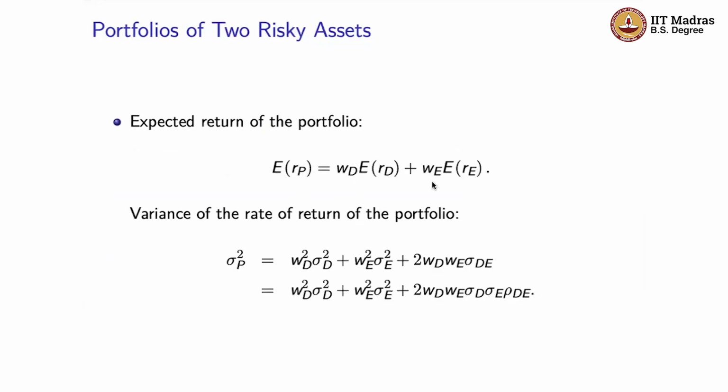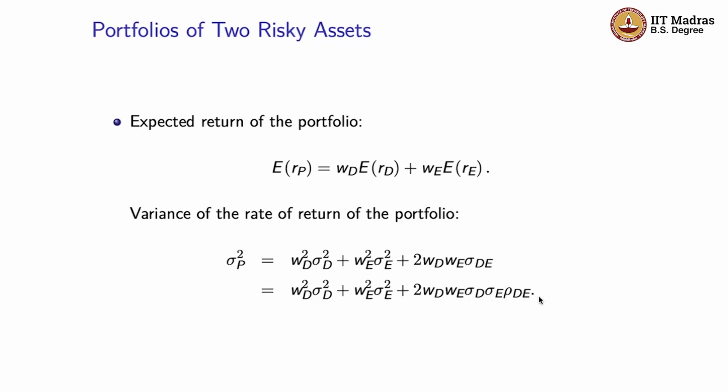However, the variance is not the weighted average, right? So we looked at the formula for the variance in the previous lecture, and we had found that sigma square P is given by W square D sigma square D, plus W square E sigma square E, plus 2 times WD WE multiplied by sigma DE. So this is in terms of covariance. We could have also alternatively written this formula down in terms of correlation coefficient. And this is the expression that we would end up getting by substituting sigma DE to be equal to rho DE multiplied by sigma D into sigma E, right?